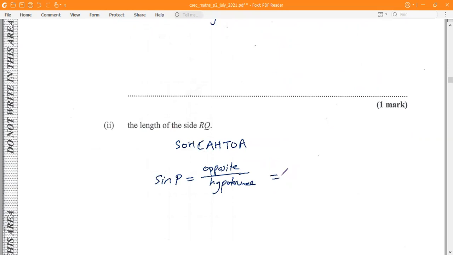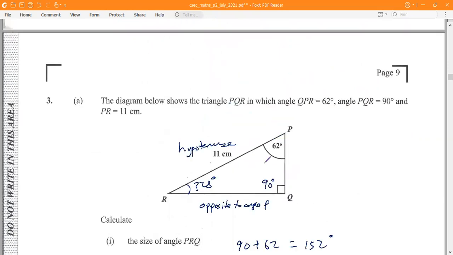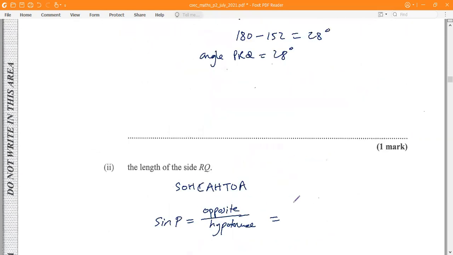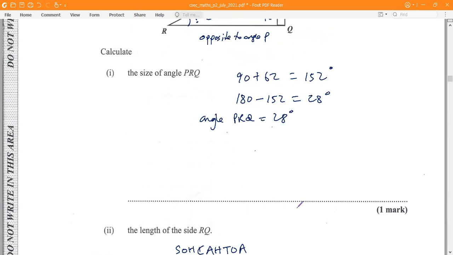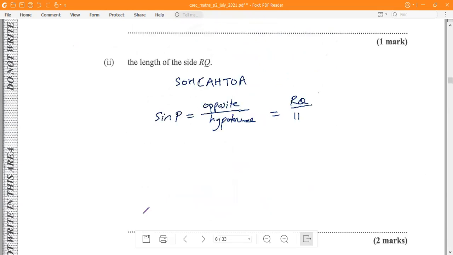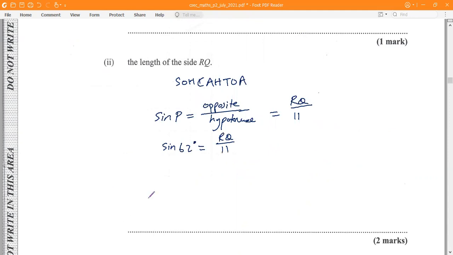So we want to find the opposite, RQ. Hypotenuse is 11 centimeters and P is 62 degrees. So we have sine 62 is equal to RQ divided by 11. With our calculators, we find sine 62 to 3 decimal places, 0.883. Always to 3 decimal places.